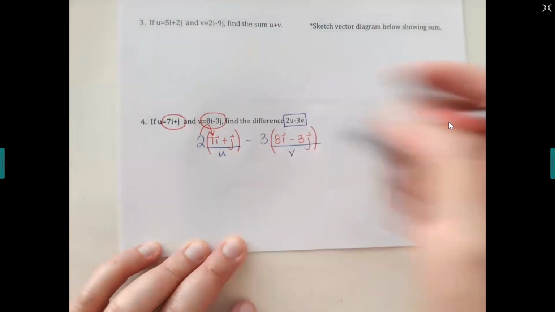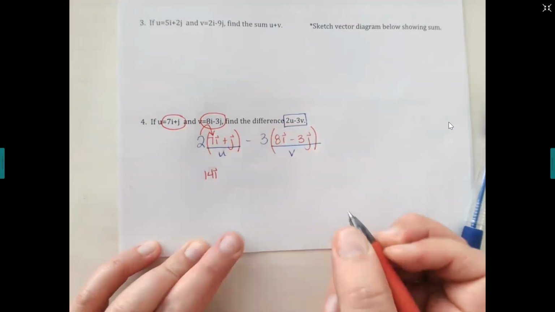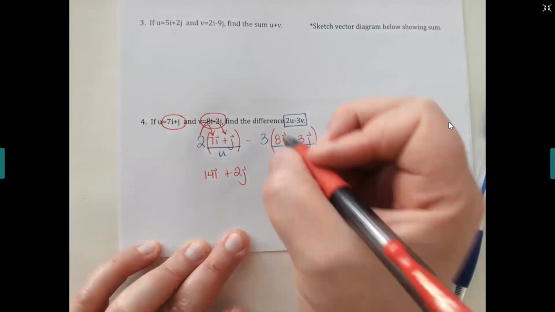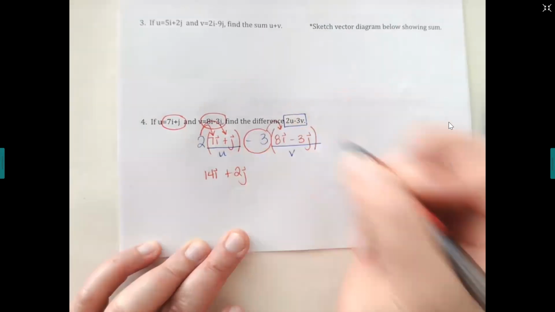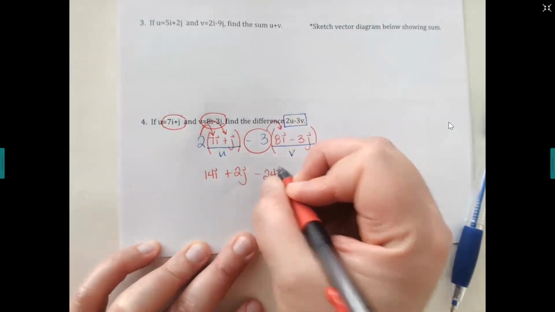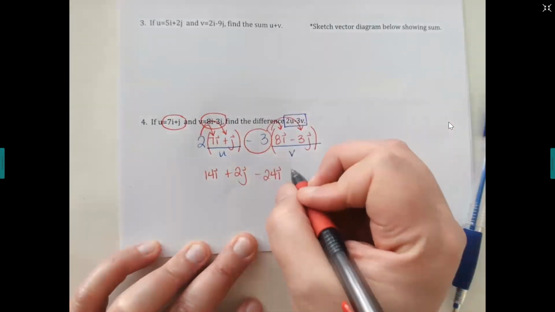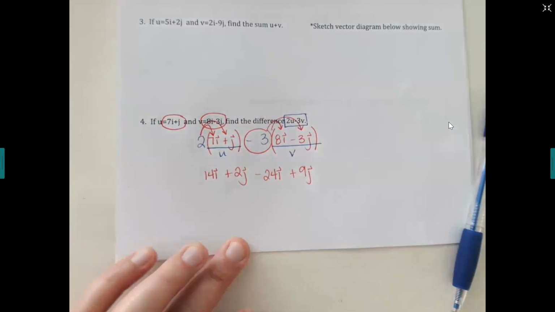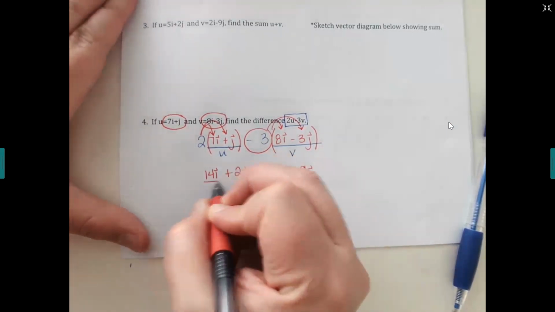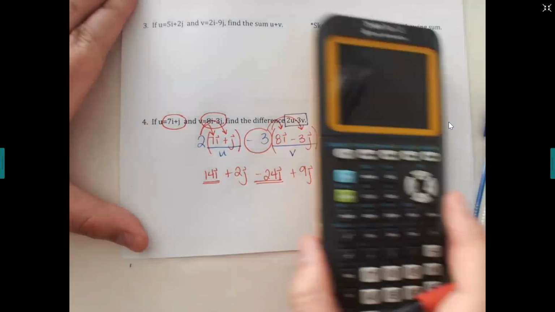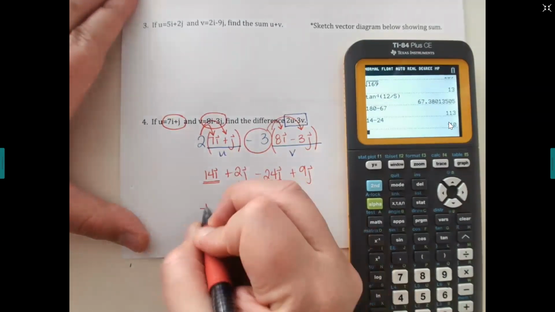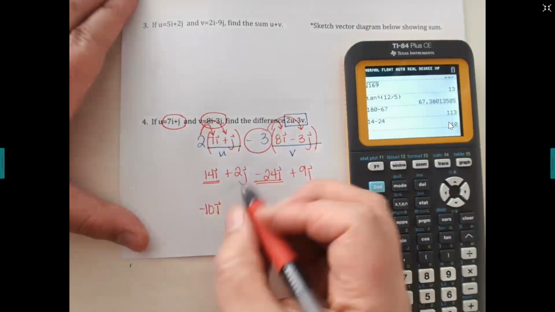So 2 times 7i is going to give me 14i. 2 times j is going to be 2j. Then we're going to move to our 3. Keep in mind that the negative is going to go with the 3. So negative 3 times 8 is negative 24i. Negative 3 times negative 3 is a plus 9j. Then from there, remember your horizontal and vertical components can only combine with the same type. So my 14i and my minus 24i are going to combine. 14 minus 24 is negative 10i. And then 2 plus 9 is 11j.